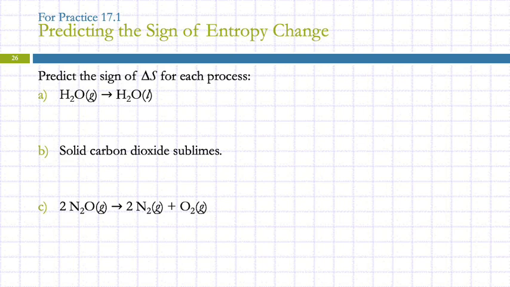So predict the sign of delta S. So here we have H2O in the gas state going to H2O in the liquid state. Delta S positive or negative? Negative. It's becoming more ordered. Entropy is decreasing. Solid carbon dioxide sublimes. Positive. That one's going to be positive. It's going from the solid state directly to the gas state.